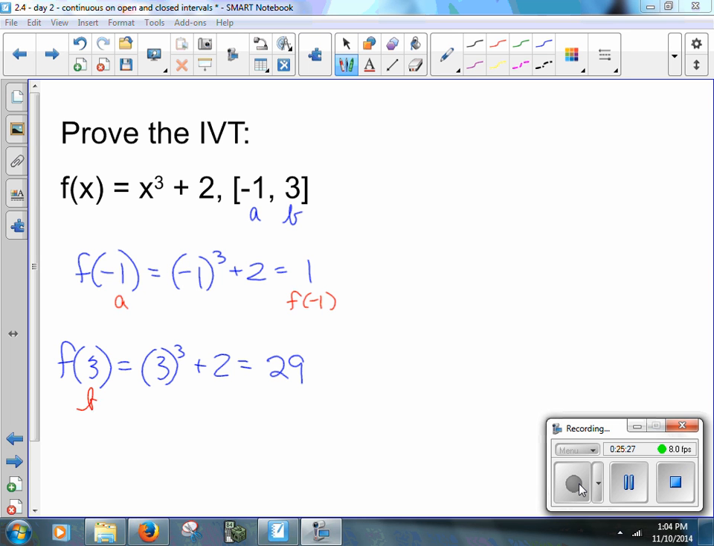So I've got my b value, and I have my f of b value. Lauren, what did you say earlier? Plot points. All right, so we got negative 1, 1. That one's easy. And then b is 3, 29, something way, way up here. Okay? What kind of function is this?